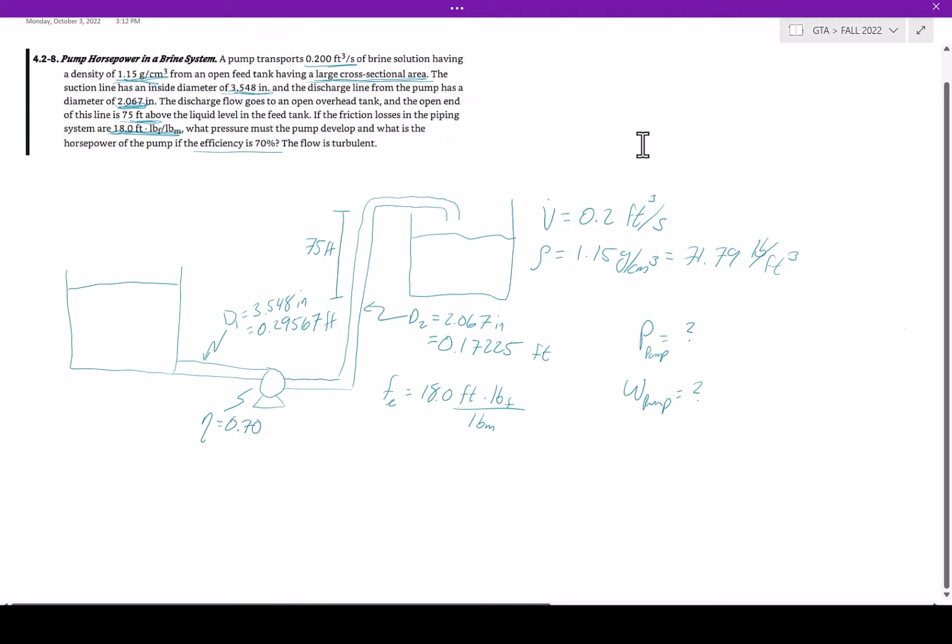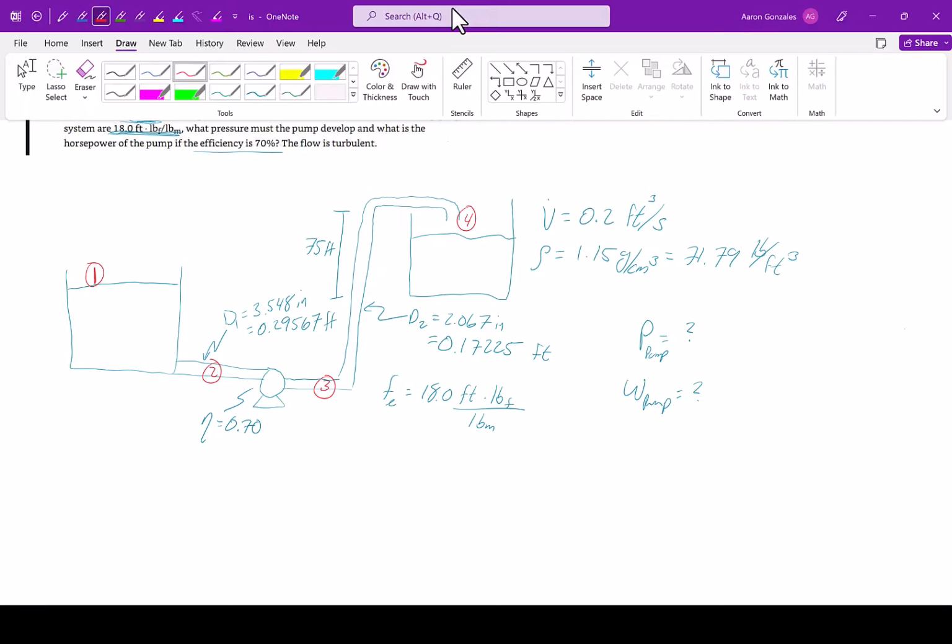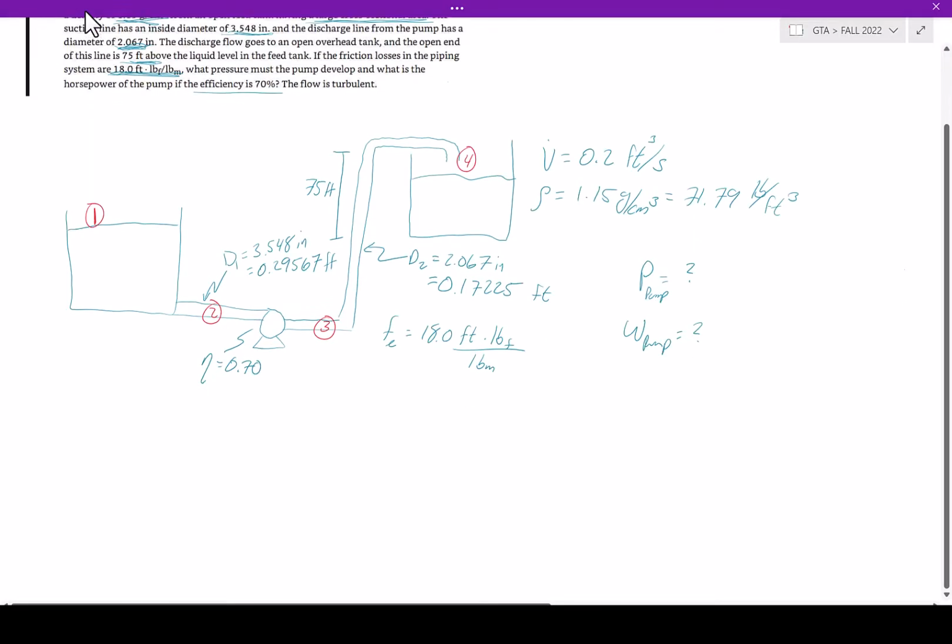So here we go. Here's the diagram that I've drawn out. Let me just do a little bit of labeling here. There's a couple of points that we're going to need to focus on. First one is this point right here. We'll focus on this one and call it point 1. We'll call right here point 2, right before the pump, and then right after the pump, point 3. And then where the fluid is exiting, we're going to call that point 4. So let's continue forward with this.